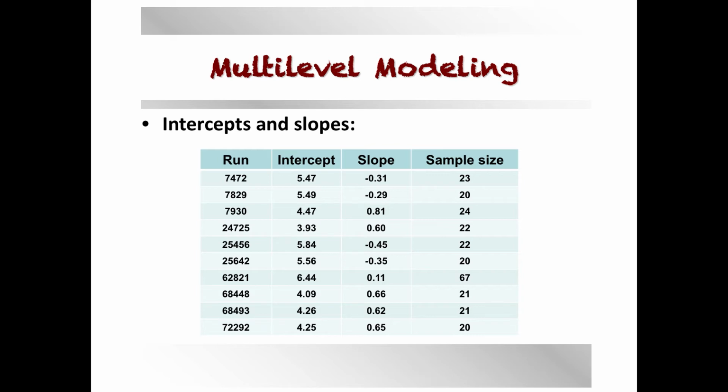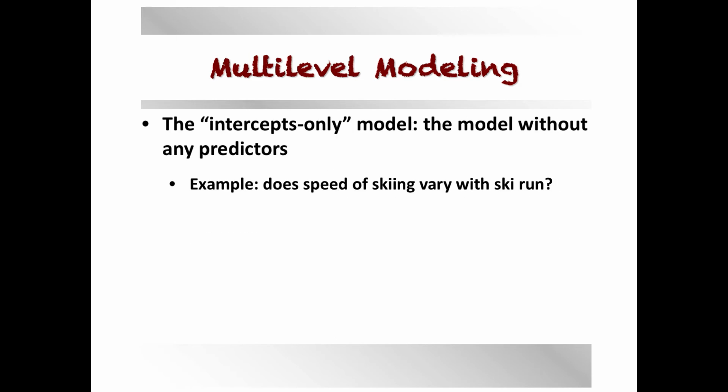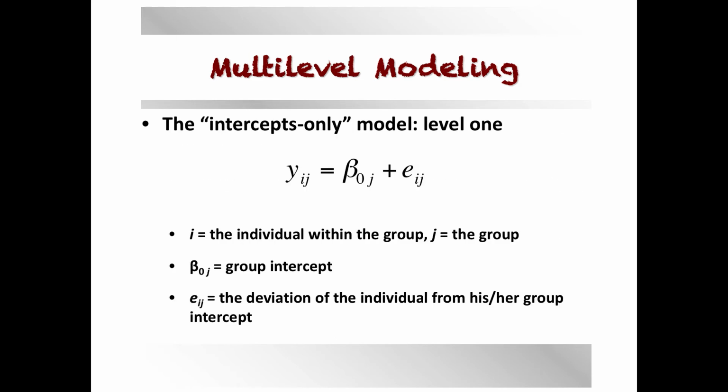And the lowest intercept is 3.93, the highest one 6.44. So what we're going to do is try to figure out if those intercepts are varying substantially. And if they are, we're going to conclude that speed of skiing does indeed vary with ski run. So this is what that looks like.